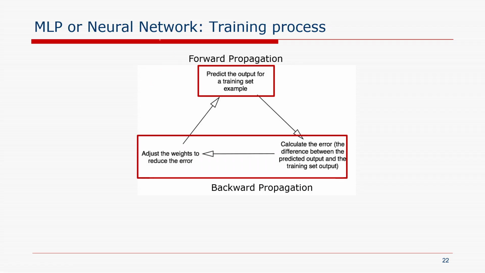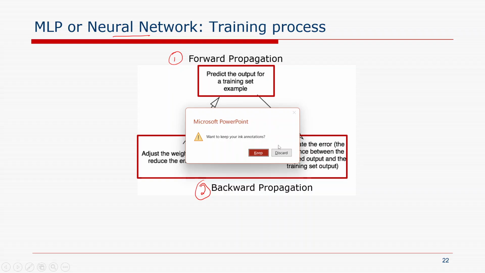Welcome students. In today's class, we'll look at the training process for a multi-layer perceptron or neural network. The training process of the multi-layer perceptron involves two phases. One is the forward propagation and the other is the backward propagation.